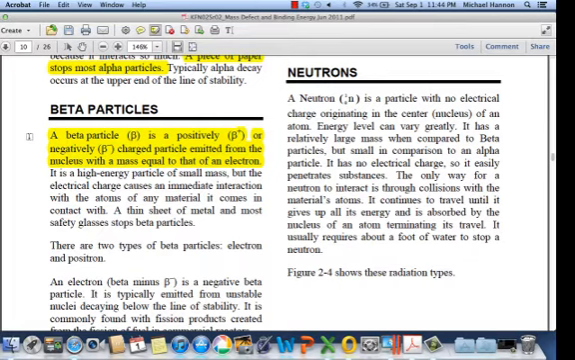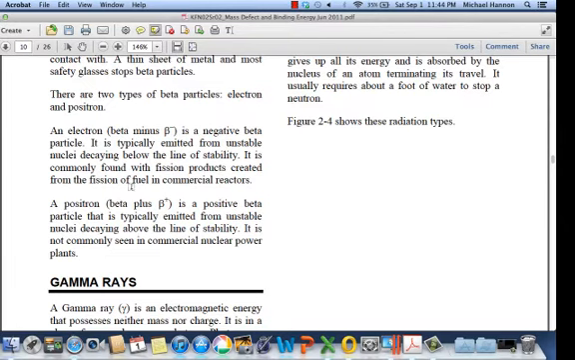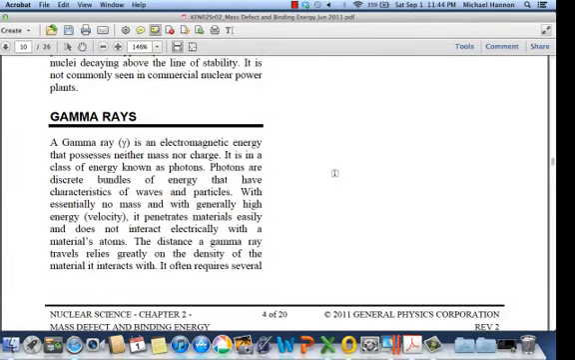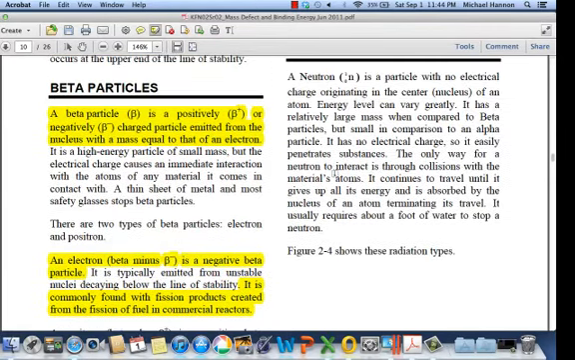Now I want you to take a look down here. We're only going to spend a lot of time speaking about the electron, the beta minus, which is the negative beta particle listed right here. And as you can see, based on the text, it is commonly found in fission products created in the fission of fuel in commercial reactors. So we will be subject to the electron, the beta particle from radiation, and so we need to take a look at what stops a beta particle.